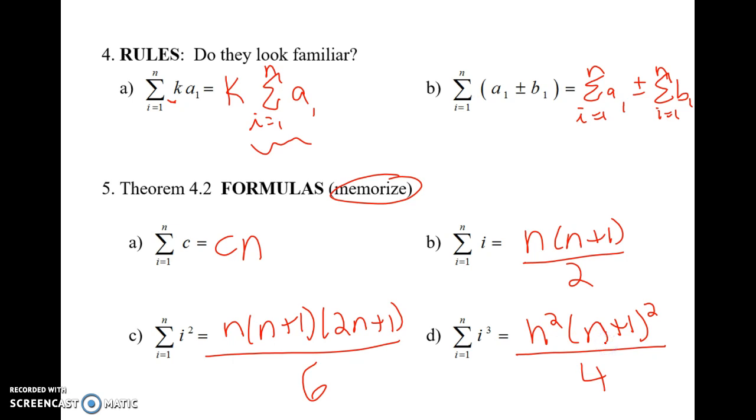So take a moment, look at these formulas. Notice the denominators are 2, 6, 4. Find a way to memorize these. Either keep rewriting them over and over, but I'm basically going to give you exactly what you see here, blank, and you've got to fill them in.